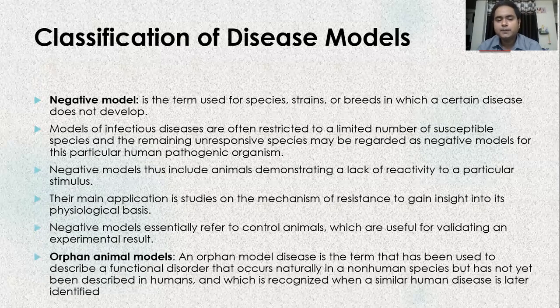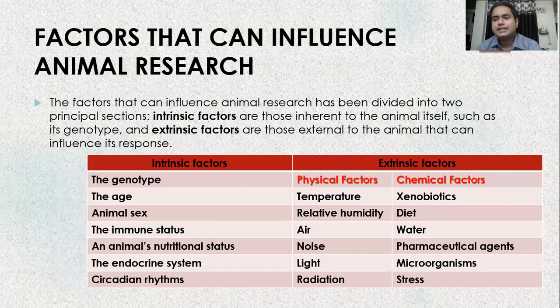Orphan animal model. The orphan animal model, or orphan disease model, is the term used to describe a functional disorder that occurs naturally in a non-human species but has not yet been described in humans, and which is recognized when a similar human disease is later identified. So that is all about the animal model.